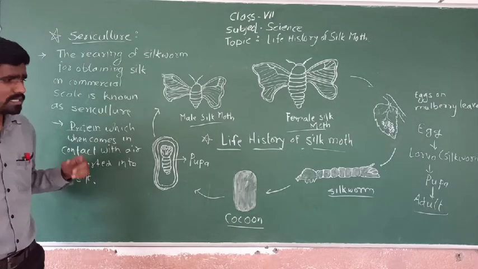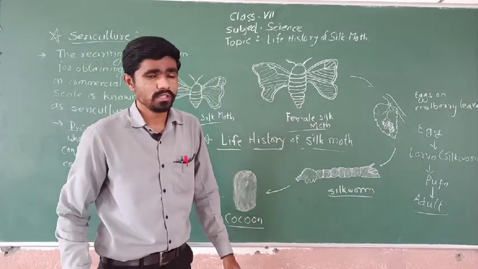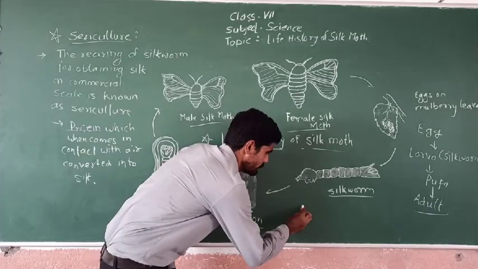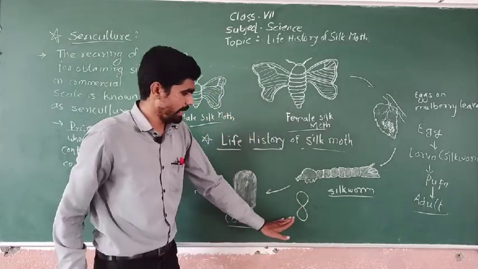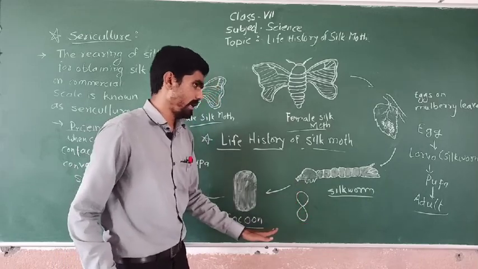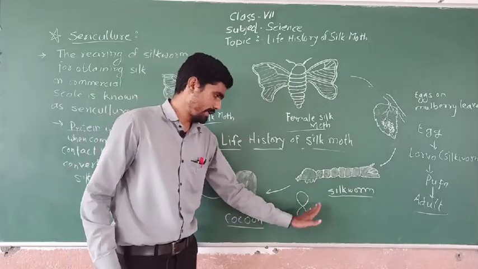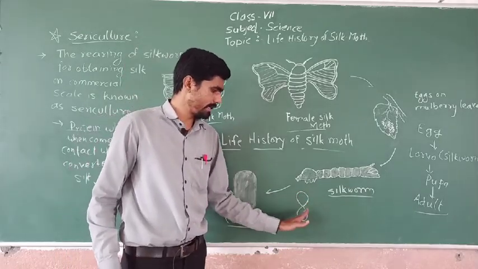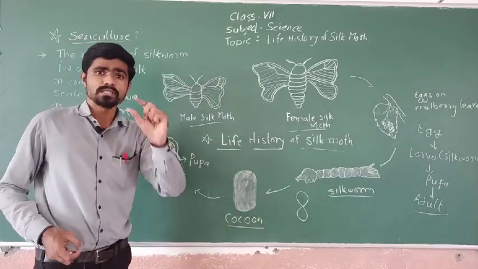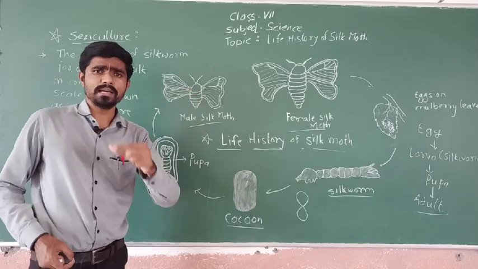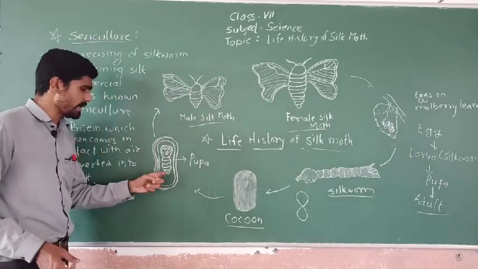And how does it spin? In the form of an 8. You know how the structure of 8 is? For example, in this form. So it starts spinning, rotating its head in the form of an 8, so that the cocoon gets completed. Cocoon is a structure which is full of thread, and inside is an organism called the pupa.